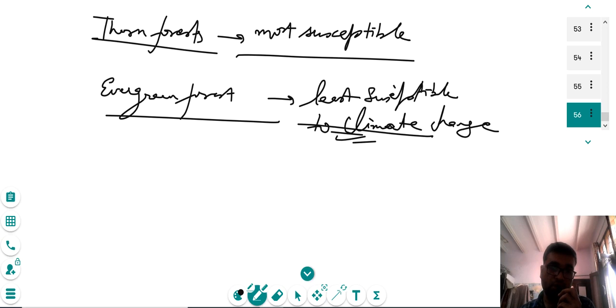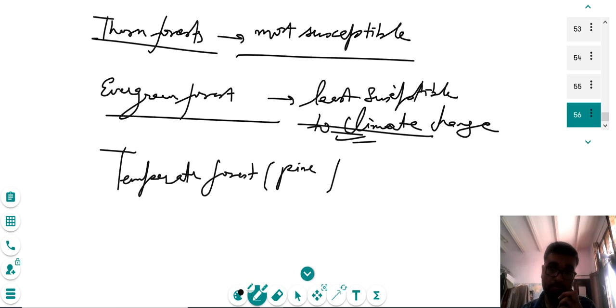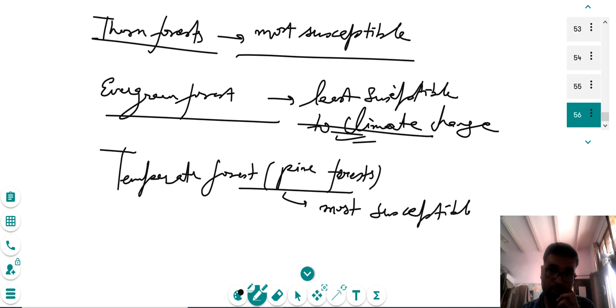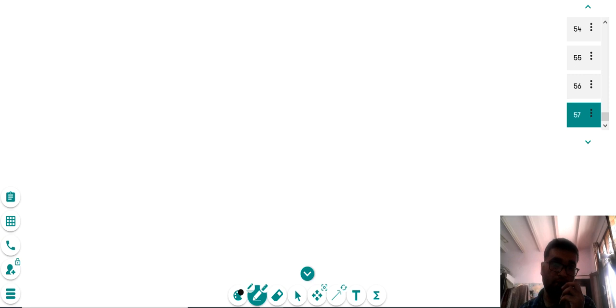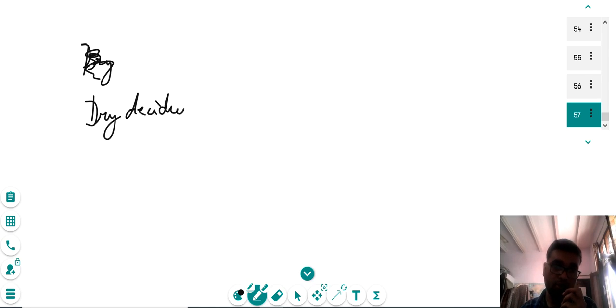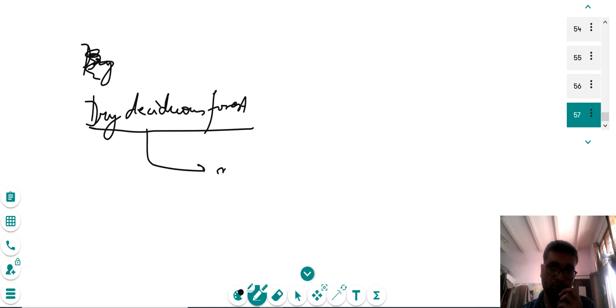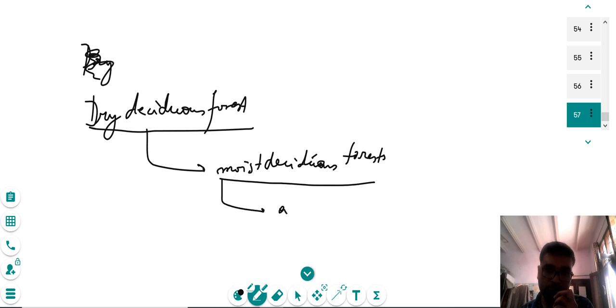But in case of the temperate forest, more particularly the pine forest, they are also among the most susceptible forests, right? And the transition of the forest will happen something like this. The dry deciduous forest, because of the more rainfall, will transit to the moist deciduous forest. And the moist deciduous forest will transit to the evergreen forests. Right. And evergreen forests are the least susceptible. The tropical evergreen forests are least susceptible.